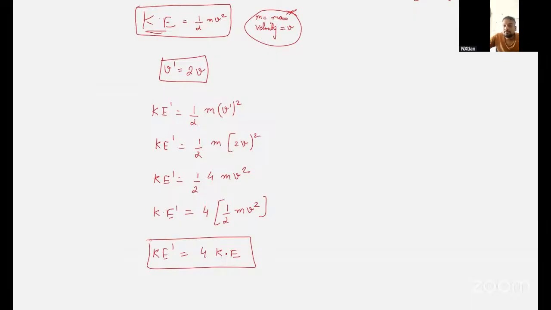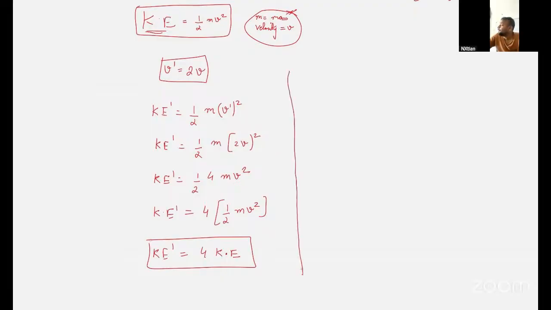In the same way, whatever the velocity increases by, the kinetic energy increases by the square of it. If it is 3 times, it will become 9 times. If it is 4 times, the kinetic energy will increase 16 times. Everyone got it? Agatha, Miracle? Yes, sir. Got it.